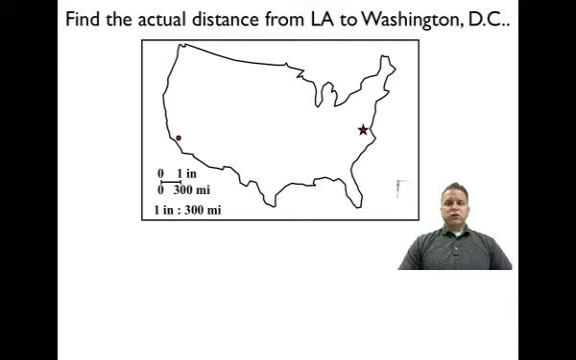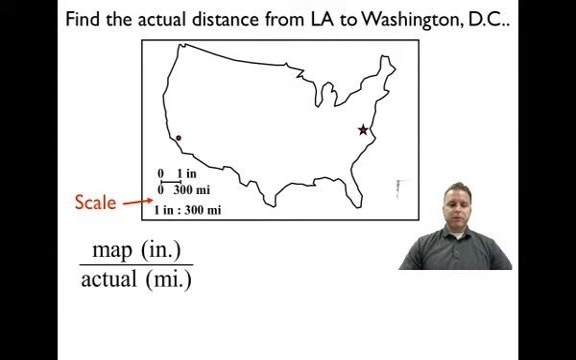Okay, so we want to find the actual distance from LA to Washington, D.C. now. Again, we have our scale, and it's the same as last time. And we have our map in inches over actual miles. And we're going to count this out. 1, 2, 3, 4, 5, 6, 7, 8, 9. So it's about 9 inches on the map from LA to Washington. Would you figure out the actual distance in real life? Pause the video. Start it back up when you're ready to check your answer.